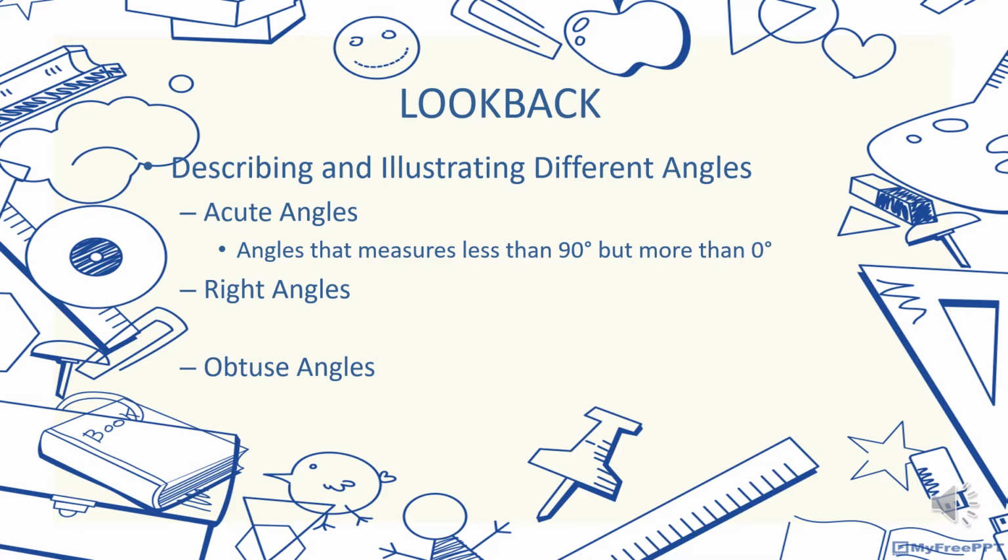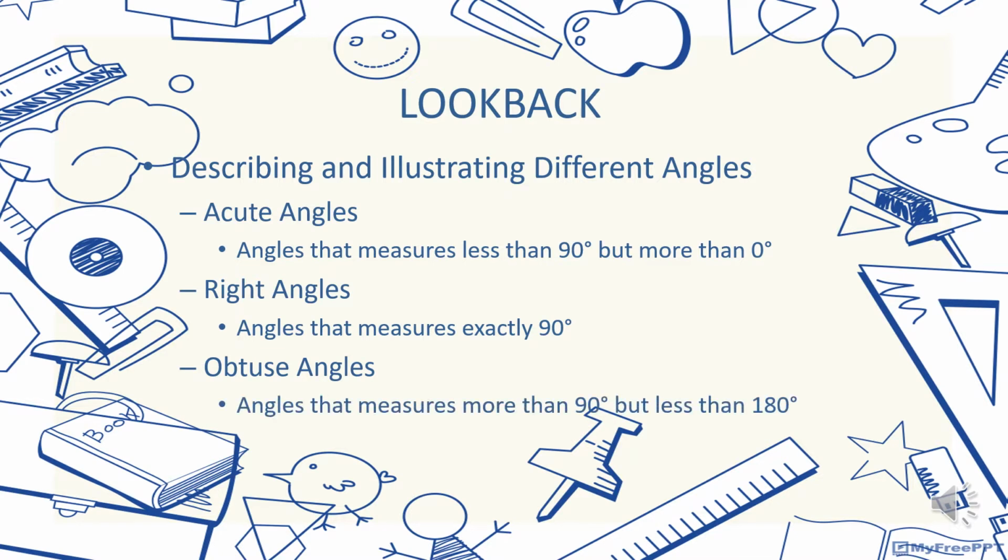How about right angles? Correct. Right angles are angles that measure exactly 90 degrees. How about obtuse angles? Very good. Obtuse angles are angles that measure more than 90 degrees but less than 180 degrees.